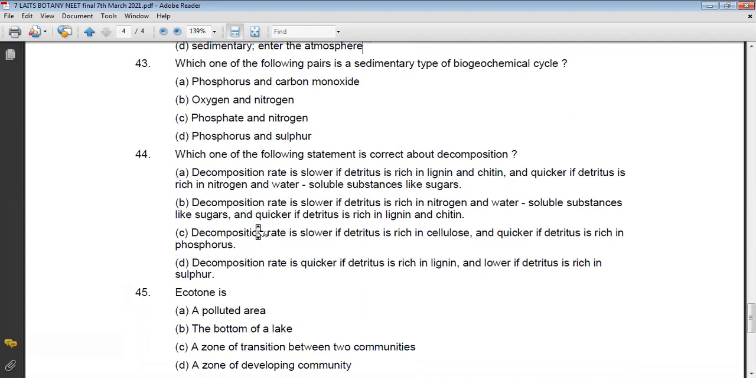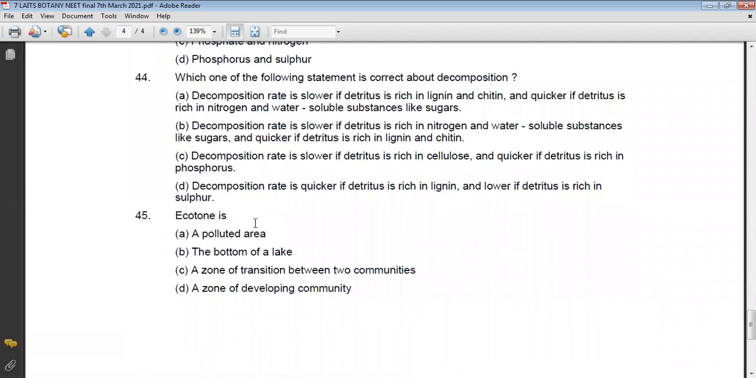Next question check. Which one of the following statements is correct about decomposition? During decomposition, you know the substances which are easily degraded decompose fast, okay? Water soluble substances will decompose fast. Decomposition rate is slower if detritus is rich in lignin and chitin. Obviously, chitin, lignin, these are very complex, and that's why it is difficult to digest them, and quicker if detritus is rich in nitrogen and water soluble substances like sugar. So this is about decomposition.